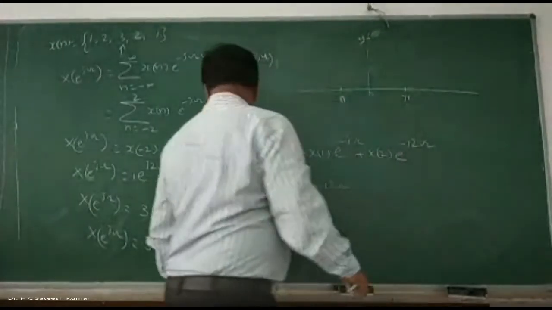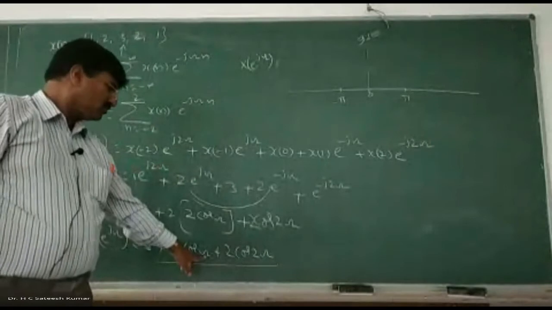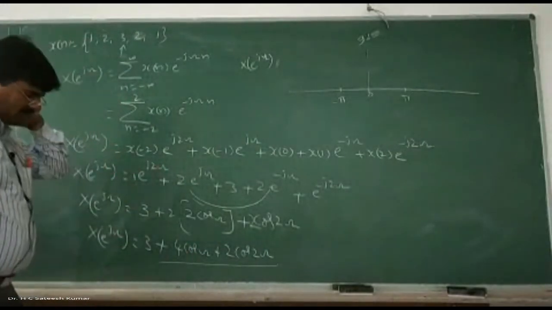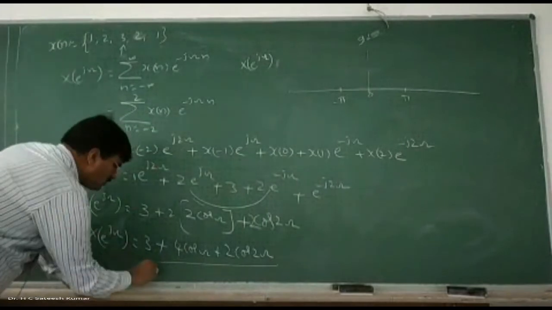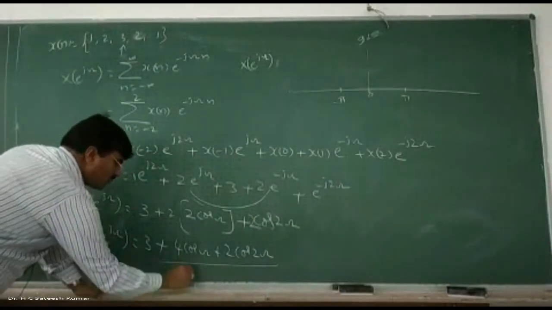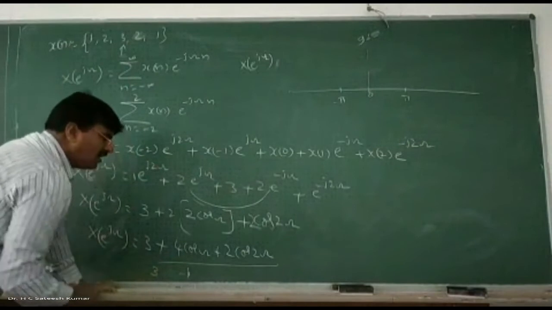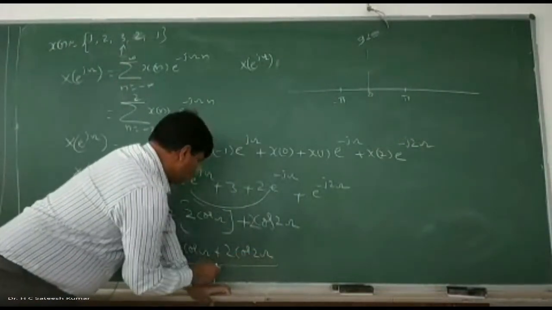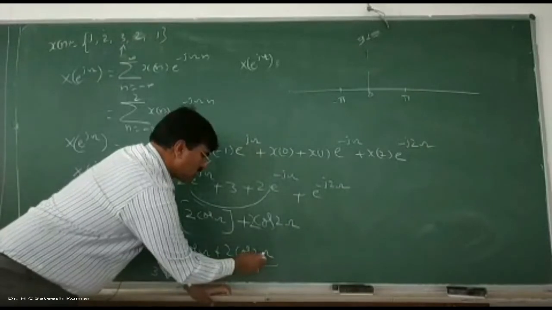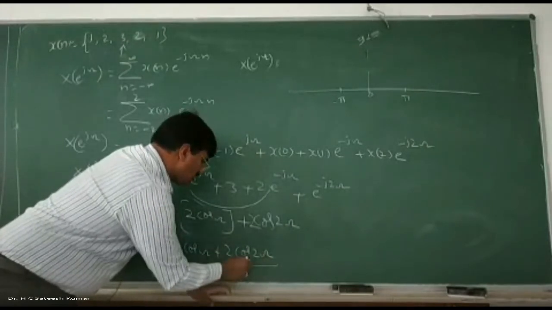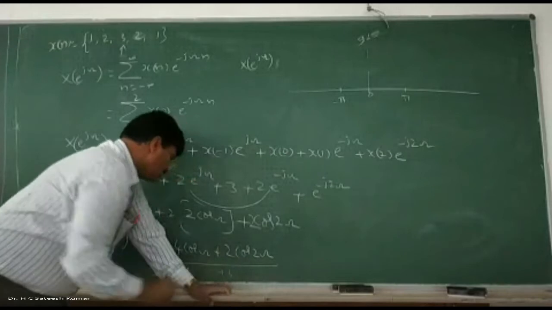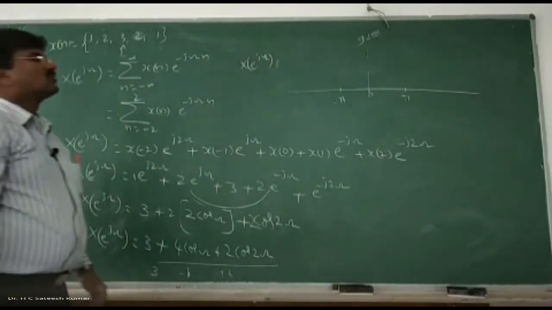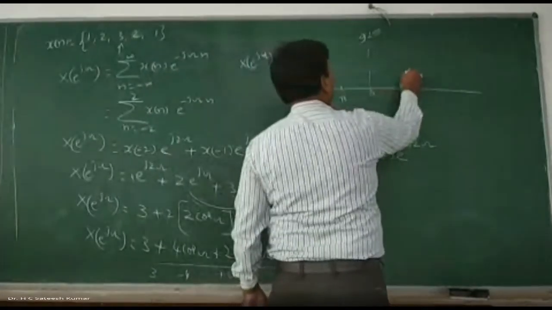Okay, at pi, cos pi is minus 1. So this means minus 4, and this is 3, and cos 2 pi is cos 0, which is 1, plus 2. So 3 plus 2 is 5, 5 minus 4 is 1. So therefore, at this point, its value is 1.